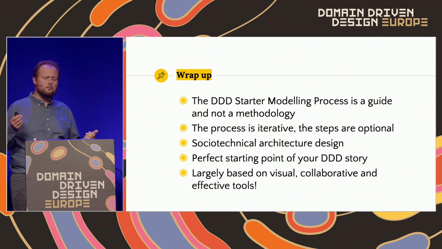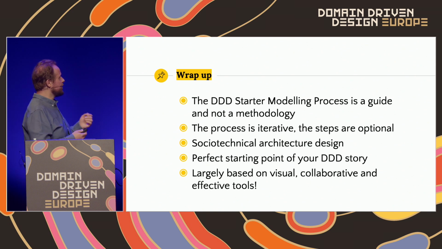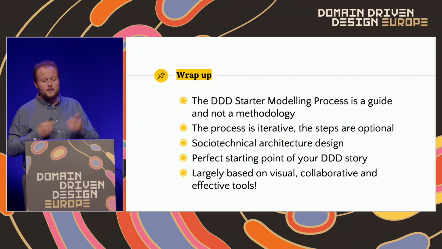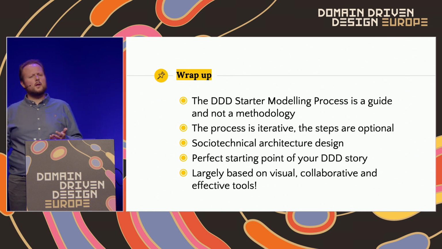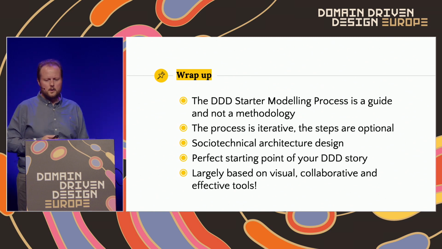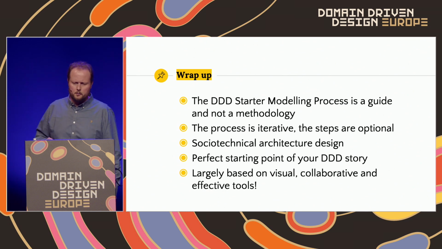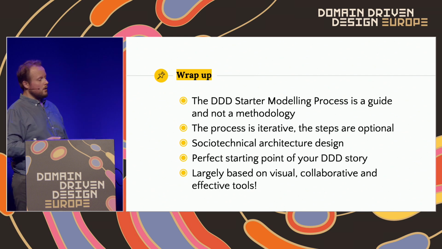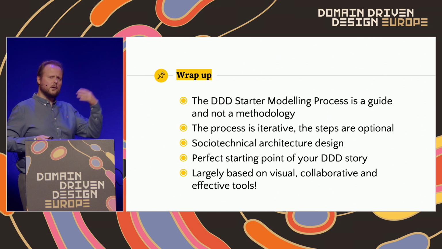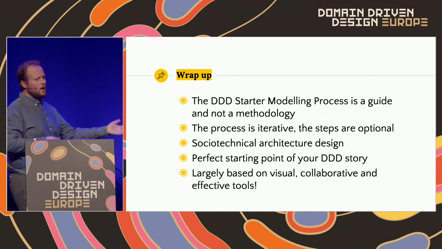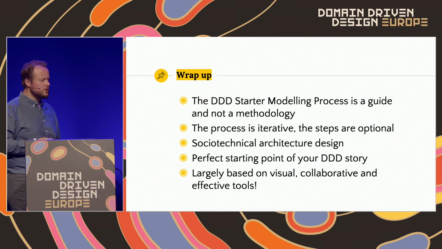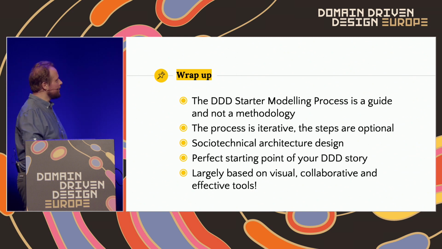To wrap it up, the DDD Starter Modeling Process is a guide and not a rigid methodology. It's iterative, and there are a lot of different tools that you can use during all those steps. So choose the ones your team will be the most comfortable with. All these steps are optional. As I said, you can jump, for example, from Eventstorming and example mapping directly to the code, do some code probing, and go back and forth, collecting more information. Or, if you are a startup and you have only one team, of course, you will not spend time on the organizing phase.